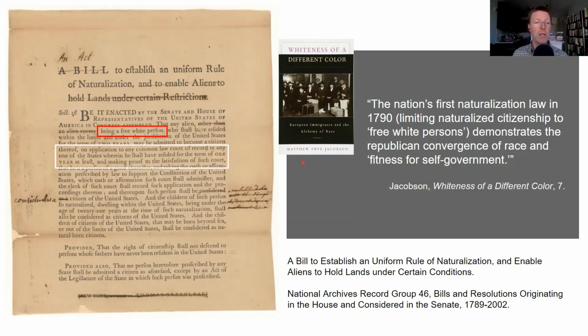Jacobson underscores in the book, repeatedly in fact, that as Congress considered this bill in 1790, there was no debate about defining white, about who counted, air quotes, as white. To Congress in 1790, it was extremely obvious. People were white or they were Black or they were Native.